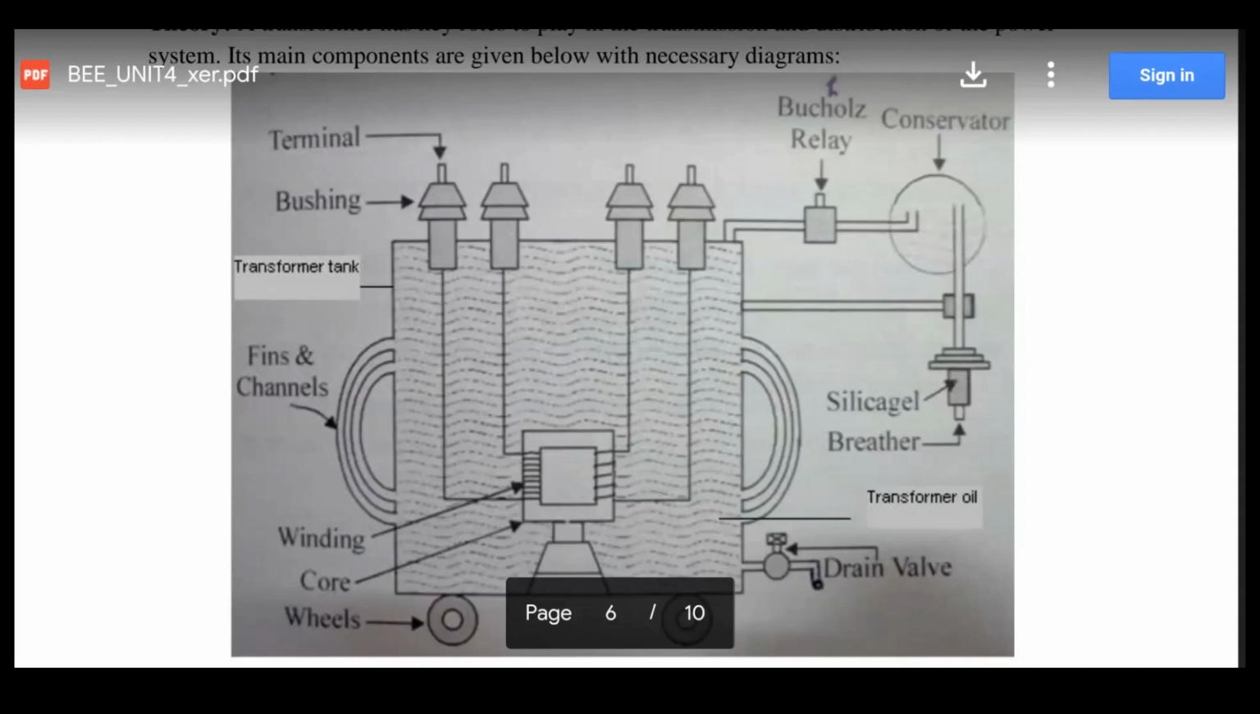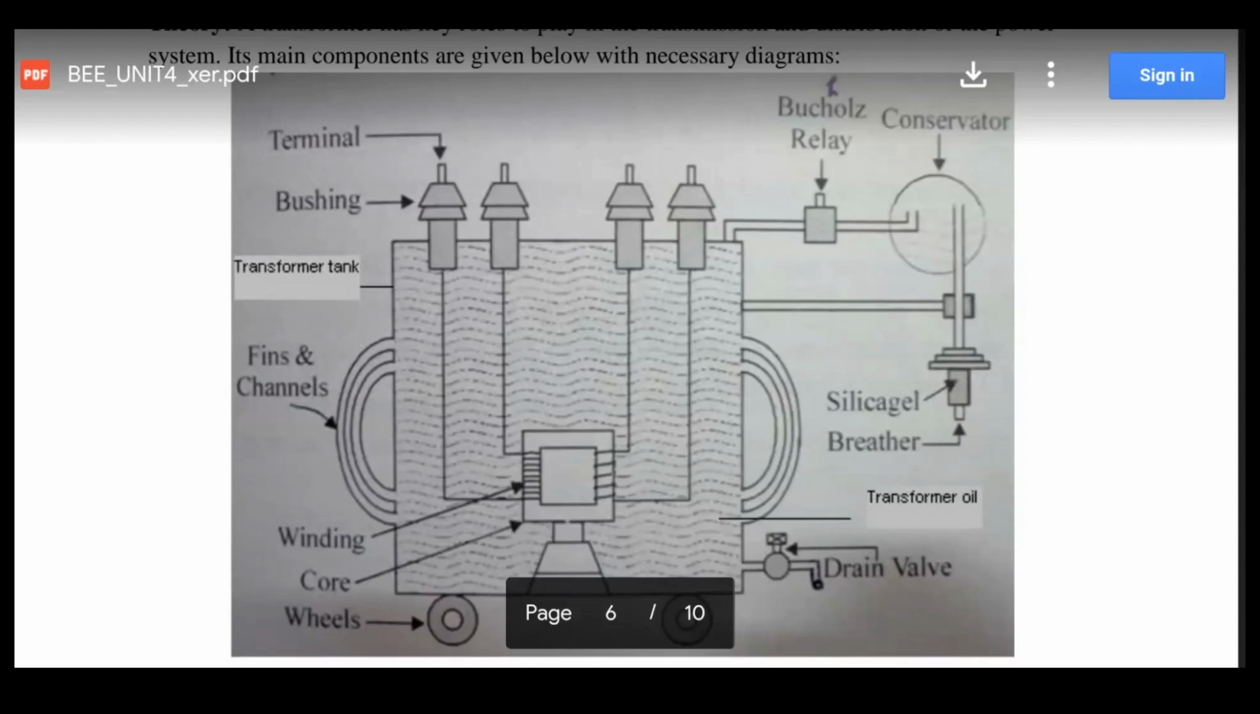Okay, so it is generally painted with blue or green color, or it can be painted with any other color, so that its heat absorbing capacity should be less and heat radiating or reflecting property should be more.